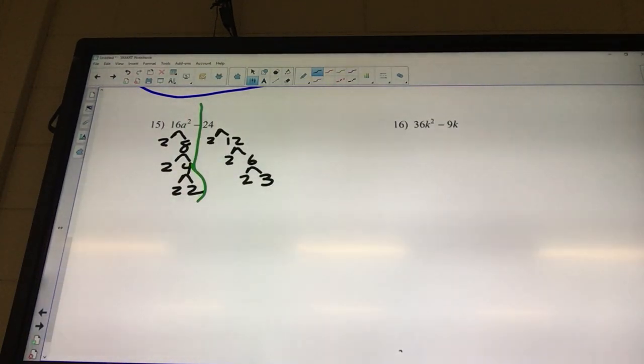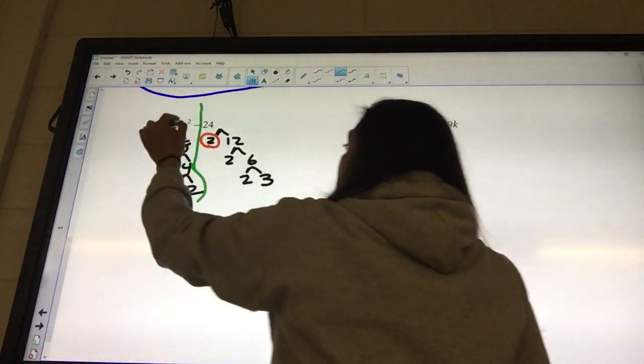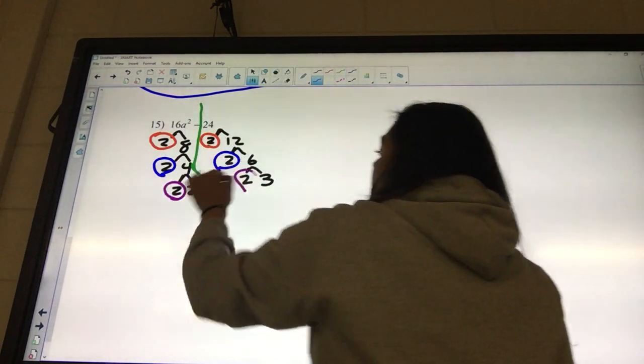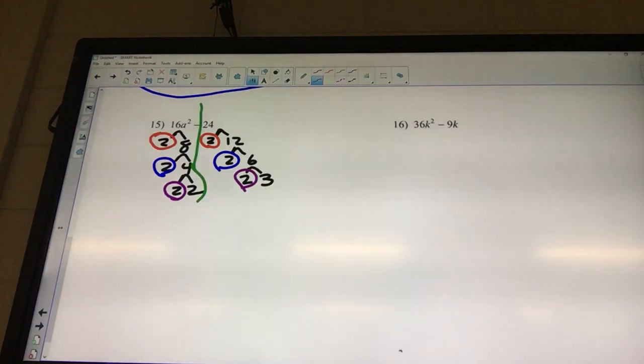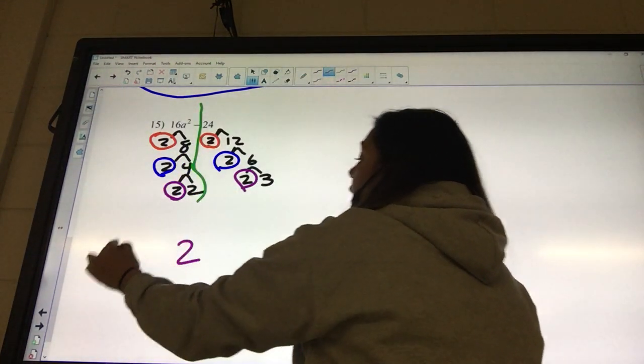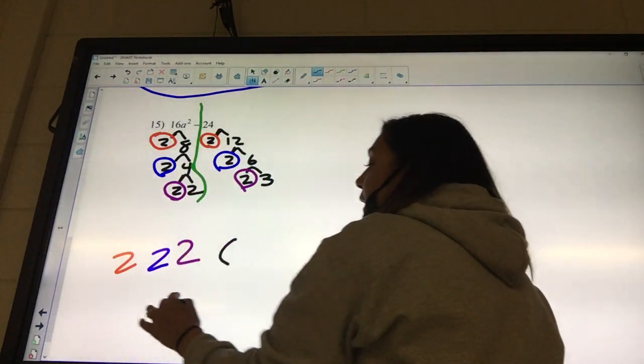What do we got for matches? 2, 2, 2? Yeah. Okay, so we got a red one, a blue one, and a purple one. So what is our number going to be on the outside? 3 2s. It is going to be 3 2s, okay? And then one purple one, one red one, one blue one. 8. There we go, 8. Perfect.